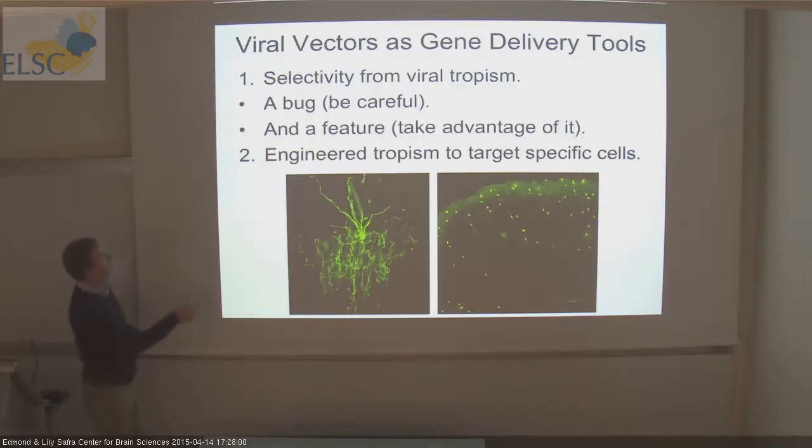Tropism, it turns out all of the viral vectors that people talk about using, injecting in the brain, have some level of tropism. They don't uniformly infect all cell types. If you have them at high enough titers, put in enough viral particles, certain ones can infect everybody, but they'll still put in more copies in some cells than others. So what does that mean? What implications does that have? Can we take advantage of it?